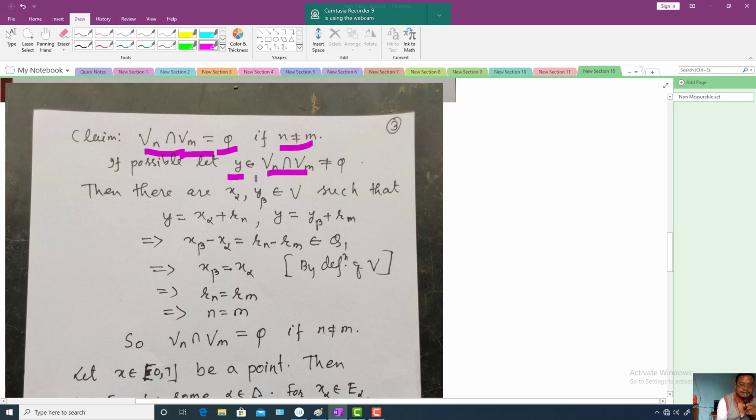Okay, if possible, let us assume that Bn intersection Bm is non-empty. That means there will be one element. That element, let us call y. Y is a member of Bn, it is also a member of Bm.